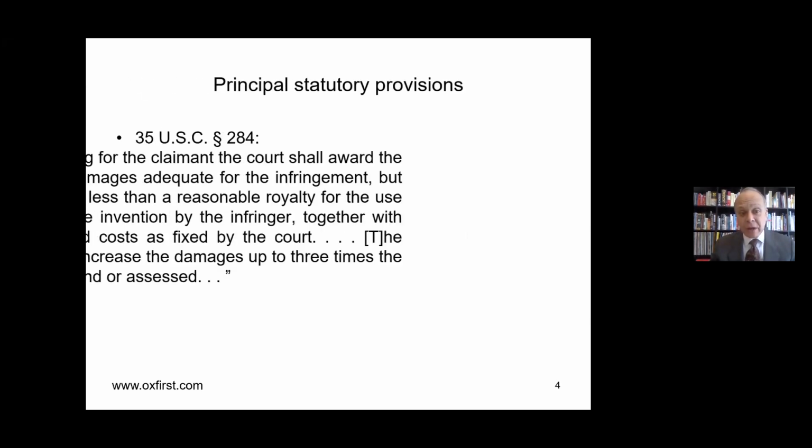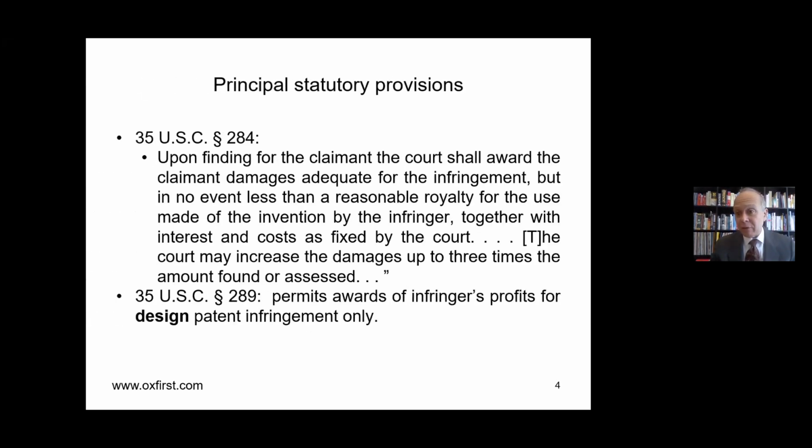So the principal statutory provisions that I'll be addressing under US law are the following ones. Most important, Section 284 of the United States Patent Act, stating that upon finding for the claimant, the court shall award the claimant damages adequate for the infringement, but in no event less than a reasonable royalty for the use made of the invention by the infringer.